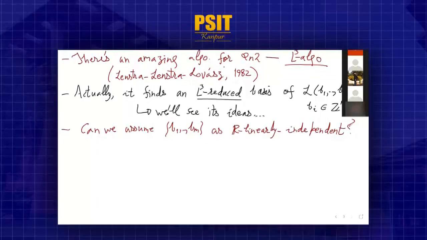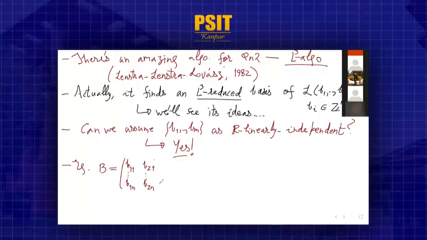I claim that we can get to this. Suppose the vectors that you are given, two vectors, B1 has coordinates B11 to B1n, and B2 has coordinates B21 to B2n. The first column is B1, and this is B2. And suppose these are linearly dependent over R. So what do you do?